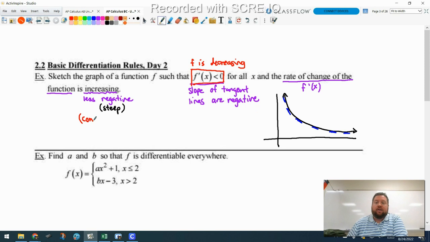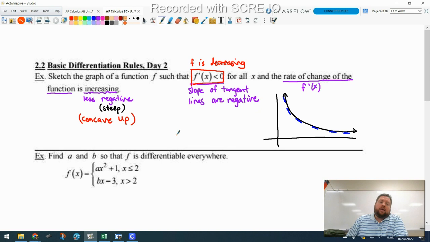All right, next. Find A and B so that f is differentiable everywhere. Okay, so there's that word, differentiable. Differentiable means that the derivative exists for all values of x. All right, so what everybody does on this problem is they say, oh, f prime, I can take a derivative. So they do f prime of x is equal to, and this is not wrong. This is a good thing to do.